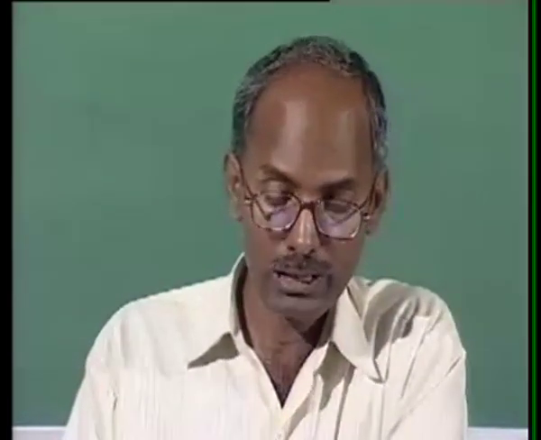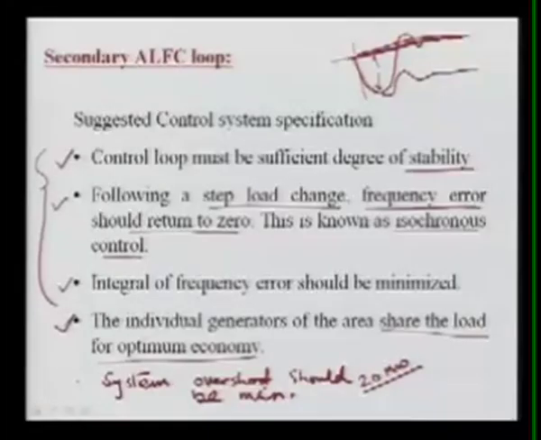So what we normally consider is that the steady state error must be 0, and also that the overshoot should be minimum, and also the settling time. As you know, the settling time should be as minimum as possible. Then we can say our control loop design is the best one.